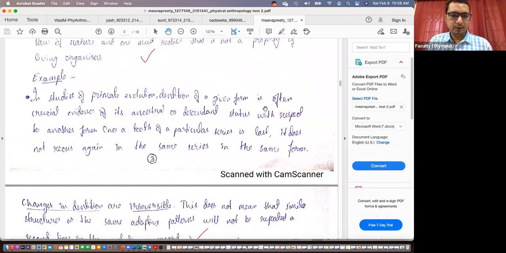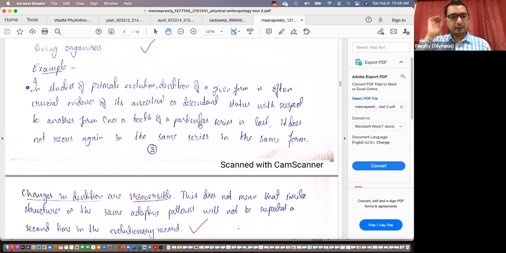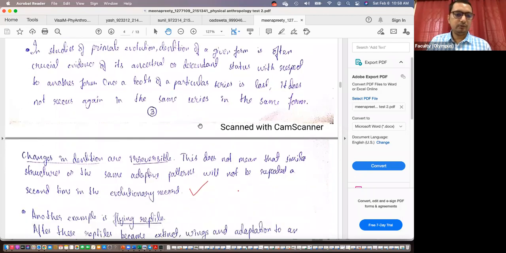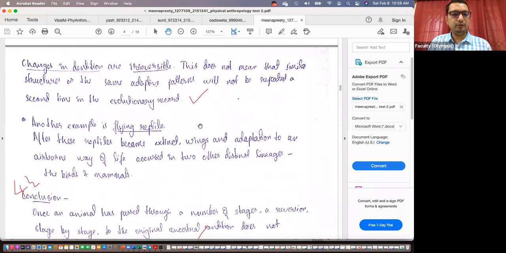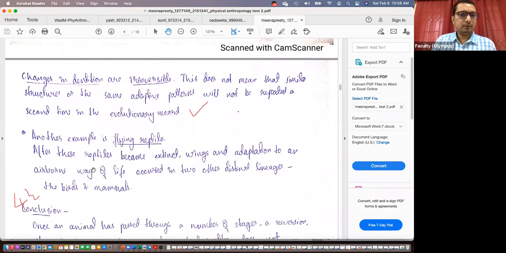Primate evolution, for instance: we can notice that with respect to ancestral or descendant status of the given forms, you cannot exactly get back to that complete status. But things may happen in evolution. You may find the same thing. An example is flying reptiles. Reptiles have become extinct, and the wings and adaptations to an airborne way of life had already started again. So you may see the reappearance of the same component. That does happen.